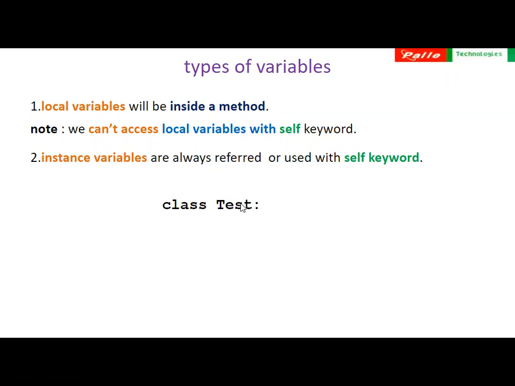In this class Test, I have created an init method, or the constructor. Now in this constructor, do I have any variables? How many? Two. What is the type of these variables? Definitely local only. It is a local variable, because I am declaring it inside the method header.